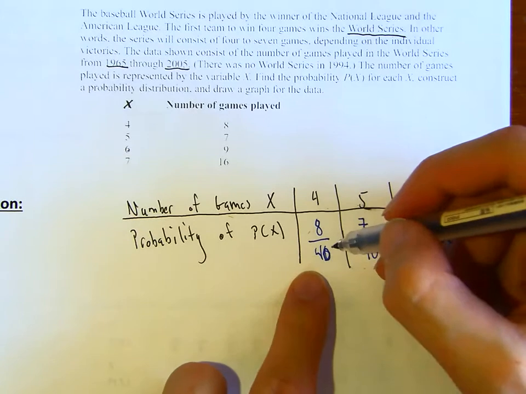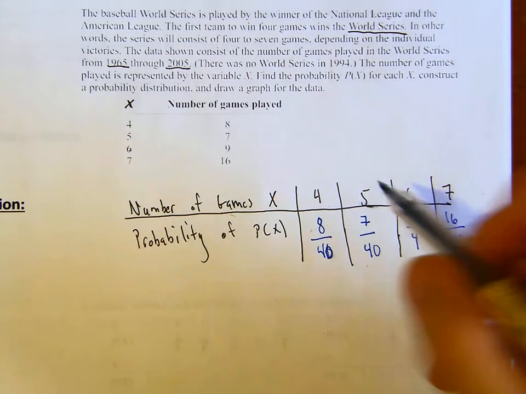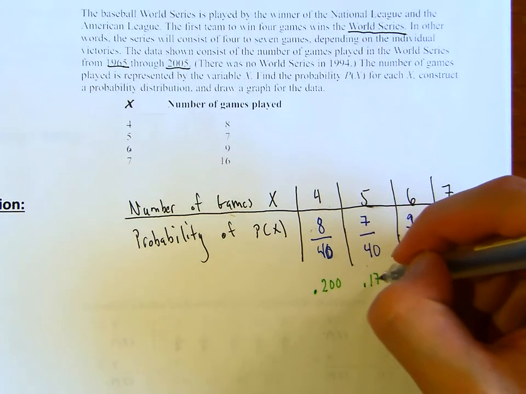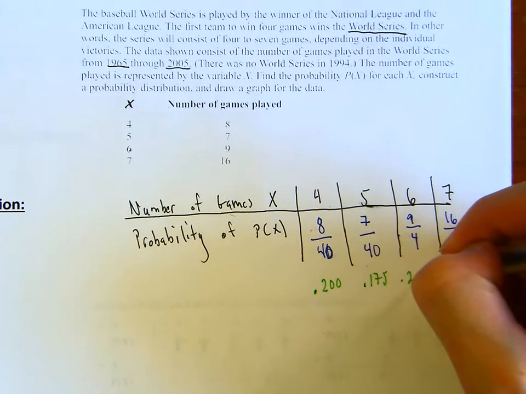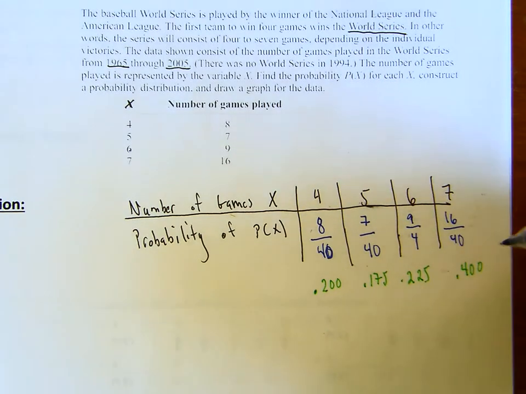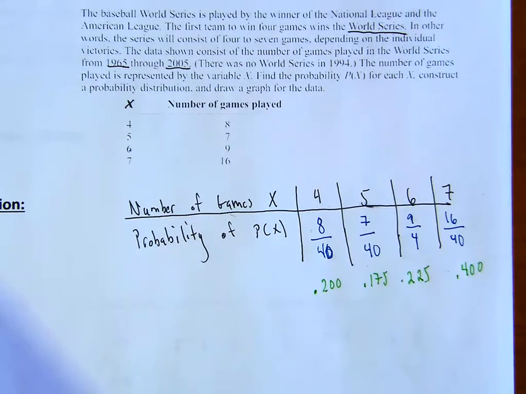Okay, and you could have actually shown this instead of fractions. We could have shown it as decimals. So instead of 8 out of 40, we could have said 0.200, 0.175, 0.225, and 0.400. This could have also worked. But what's the idea behind this? This is what I wanted to get for you.